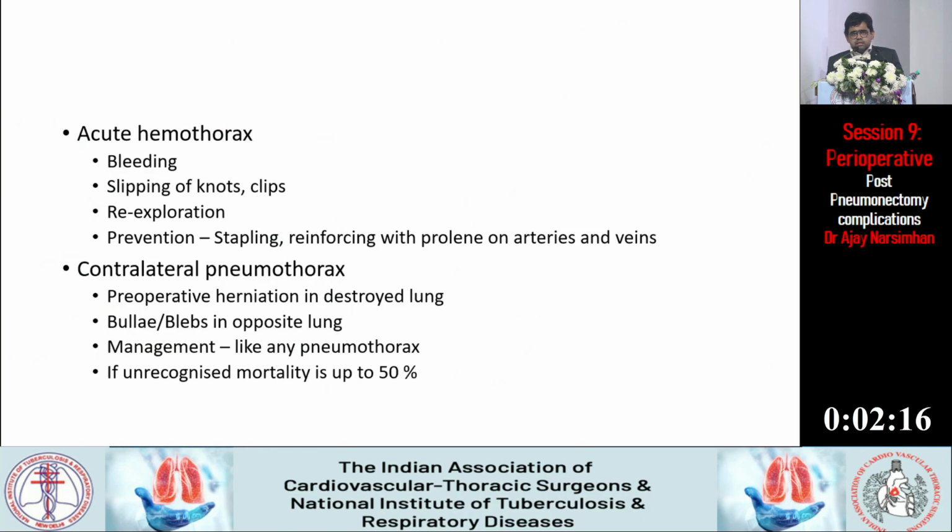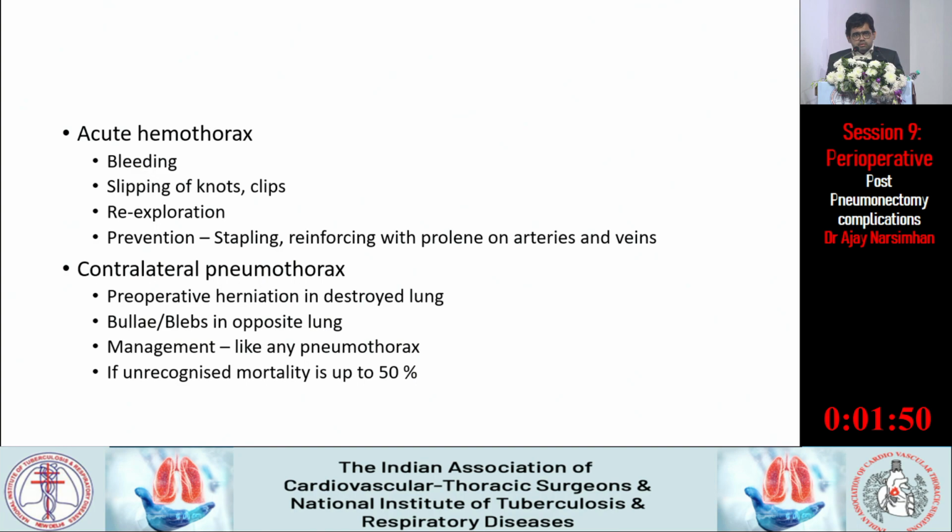An acute hemothorax, as we all know, is bleeding. It can be due to slipping of knots, clips. We were discussing this in the morning also. The best thing would be to go in and re-explore. And again, I'm telling you, all these complications are better prevented rather than addressed. For prevention, you can try stapling if possible, if you have the affordability to do a stapling even in open surgery, or if you are doing knotting, it's better to reinforce with Prolene on arteries and veins.